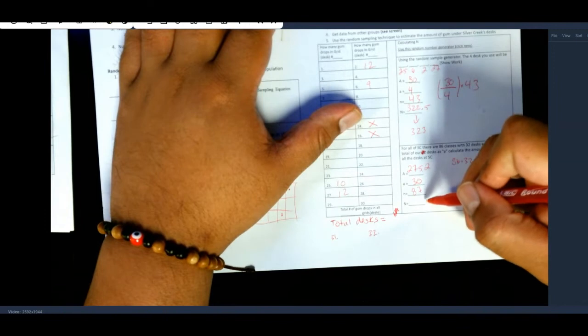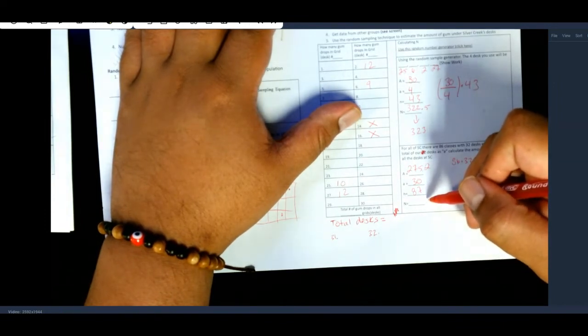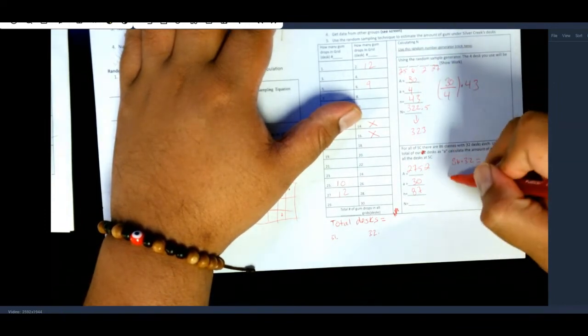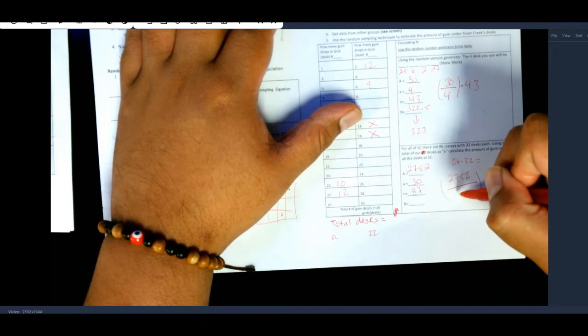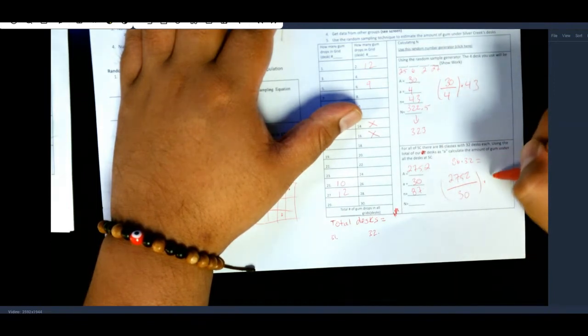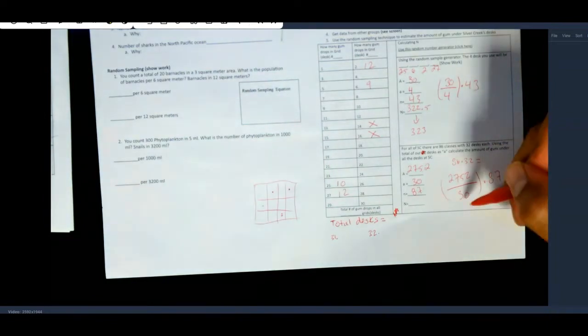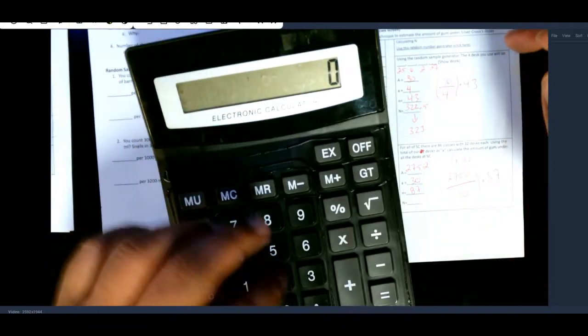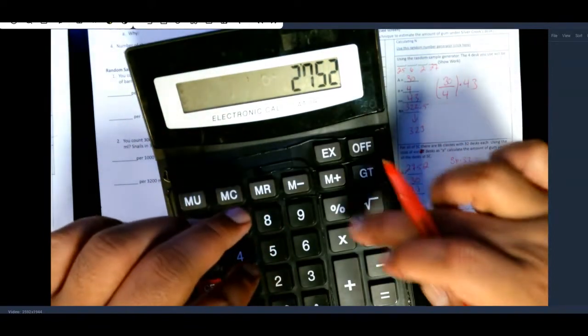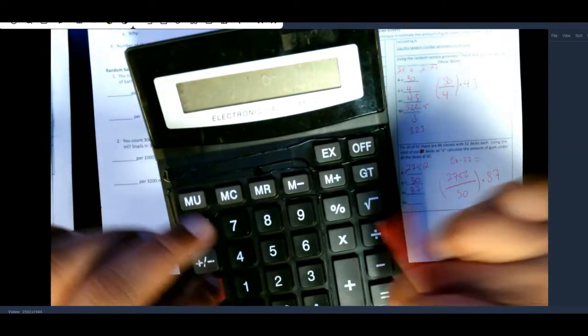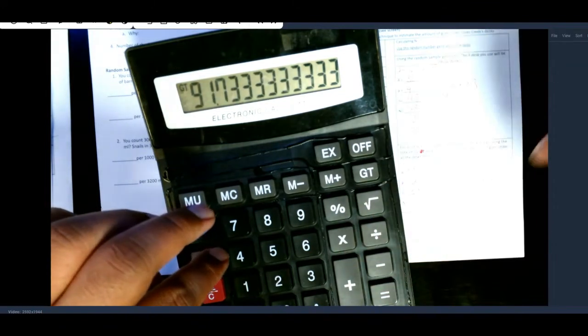Now I need to calculate how many pieces of gum are underneath all the desks here at Silver Creek. So my big A is 2,752 divided by, this number varies from class to class. In my sample, it's 30 times 87, because this is how many pieces I counted underneath all 30 desks. All right, so 2,752 divided by 30 times 87.